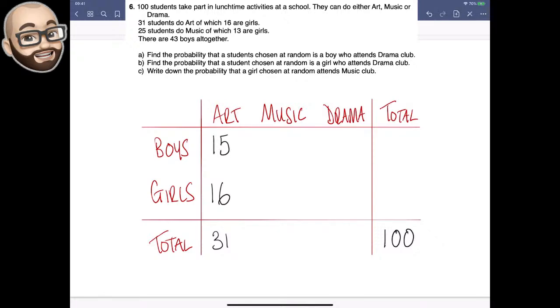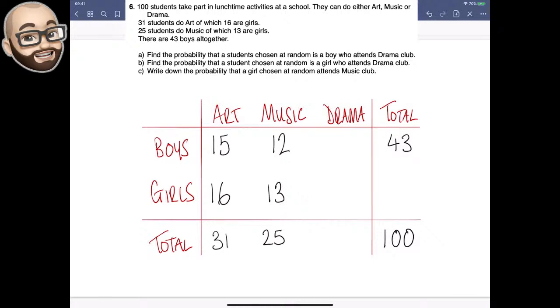25 students do music, of which 13 are girls. So similar idea. There are 25 people who do music, of which 13 are girls. So we can work out how many boys must be doing music. And then it says there are 43 boys altogether. Okay, so we now need to try and finish off the table. And again, there's lots of different ways of getting to the final answer.